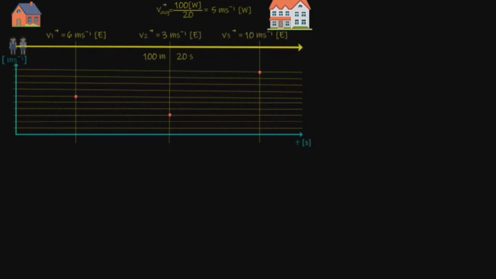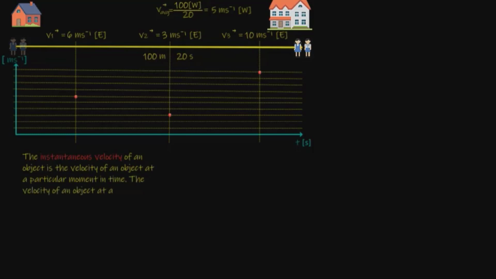In this case, your motion is not uniform. It's changing in time. Your velocity at an instant is called instantaneous velocity. The instantaneous velocity of an object is the velocity of an object at a particular moment in time. It is the velocity of an object at an instant. The information of direction is included.